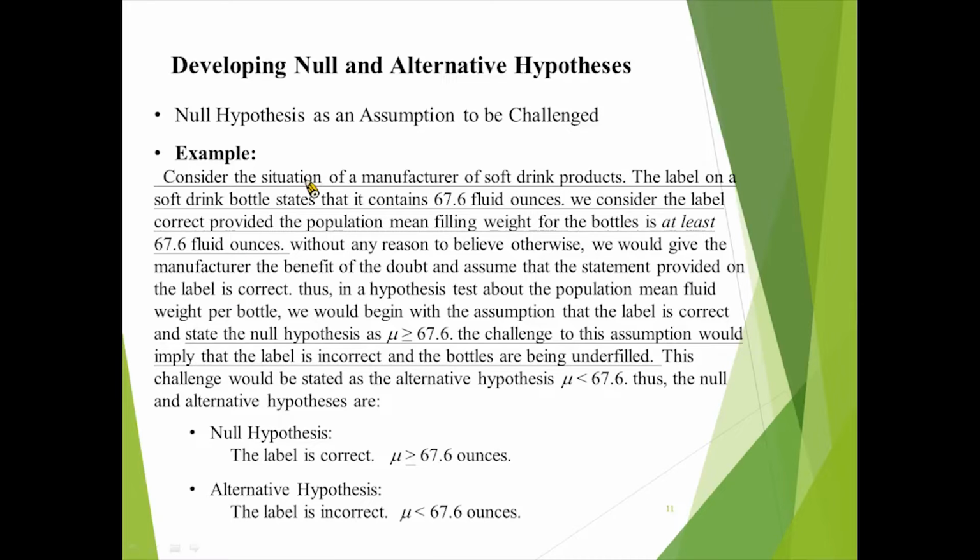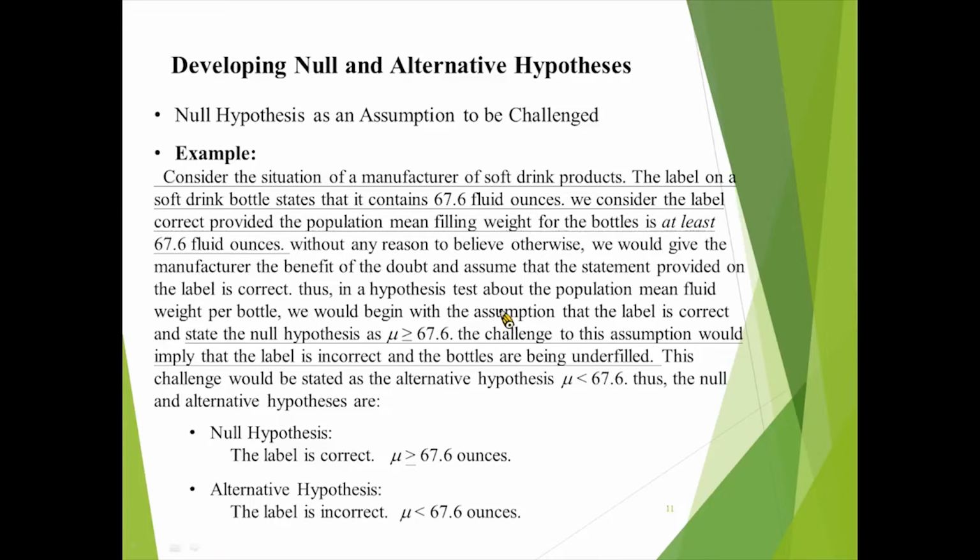Okay, so another example: null hypothesis as the assumption to be challenged. Consider the situation of a manufacturer of a soft drink product. The label on the soft drink bottle states that it contains 67.6 ounces. We consider the label correct provided the population mean fill weight for the bottle is at least 67.6 ounces. Without any reason to believe otherwise, we would give the manufacturer the benefit of the doubt and assume that the statement provided on the label is correct.